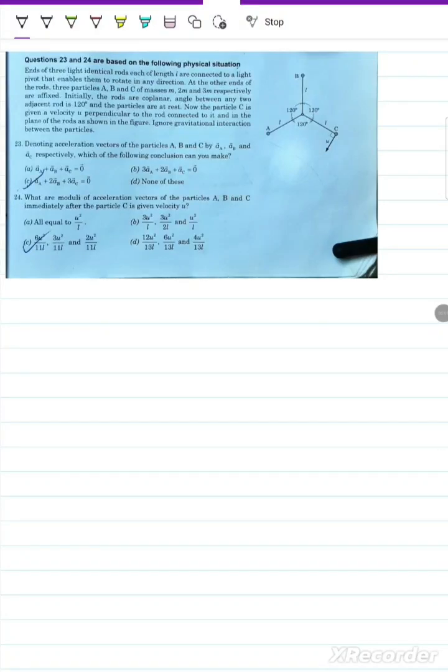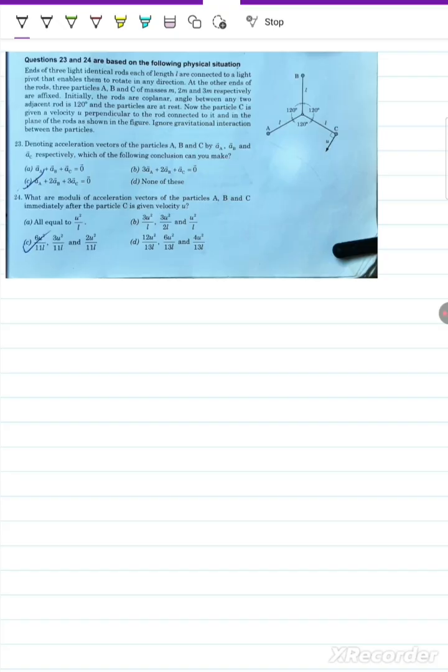Hello everyone. So today in this lecture we'll be discussing a problem from Pathfinder, from the chapter Method of Impulse and Momentum and System of Particles, from the section of MCQ, question number 23 and 24. This is a comprehension based question and you have to find the answer of each of the questions. Let's get started.